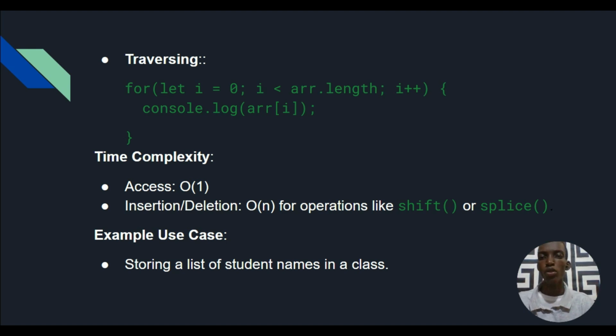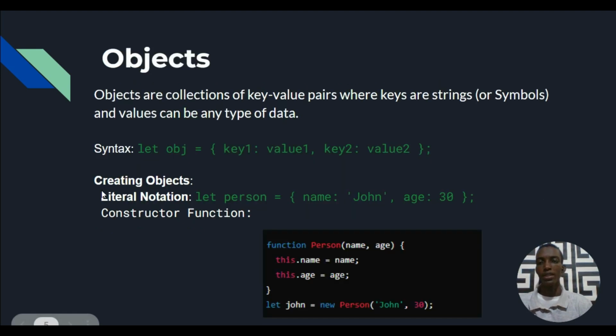Now the next part we're looking into is objects. What are objects? Objects are collections of key value pairs, where keys are strings or symbols, and values can be any type of data. To create an object we say let object equal to key 1, then the value, key 2, then the value. Look at it this way.